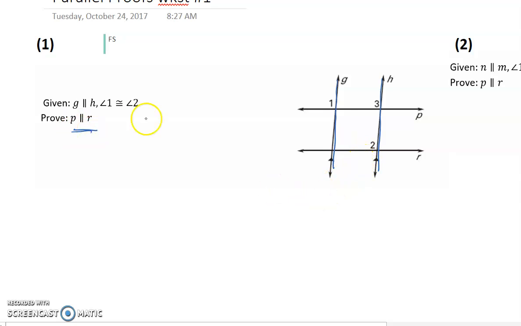I'm trying to prove that P and Q are parallel. Well, if I want to prove they're parallel, then I need to make a relationship among 2 and 3, or 1 and something down there. So as you can see, if I can get 2 and 3 to be congruent as corresponding, then I can say the lines are parallel. So I'm going to do my given.